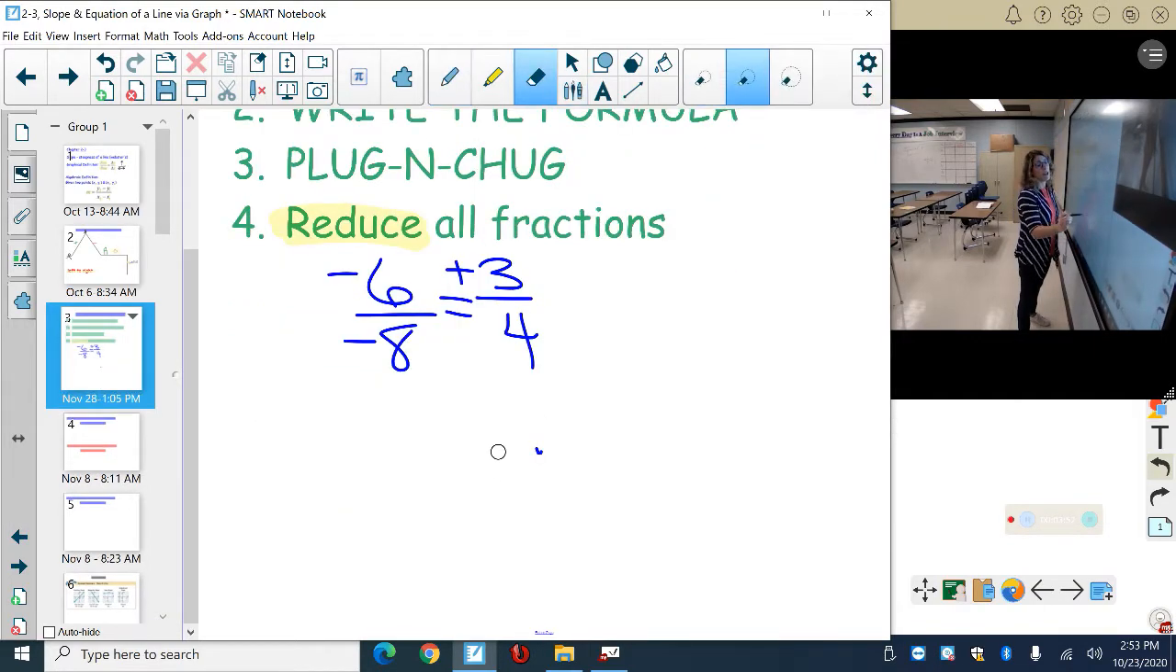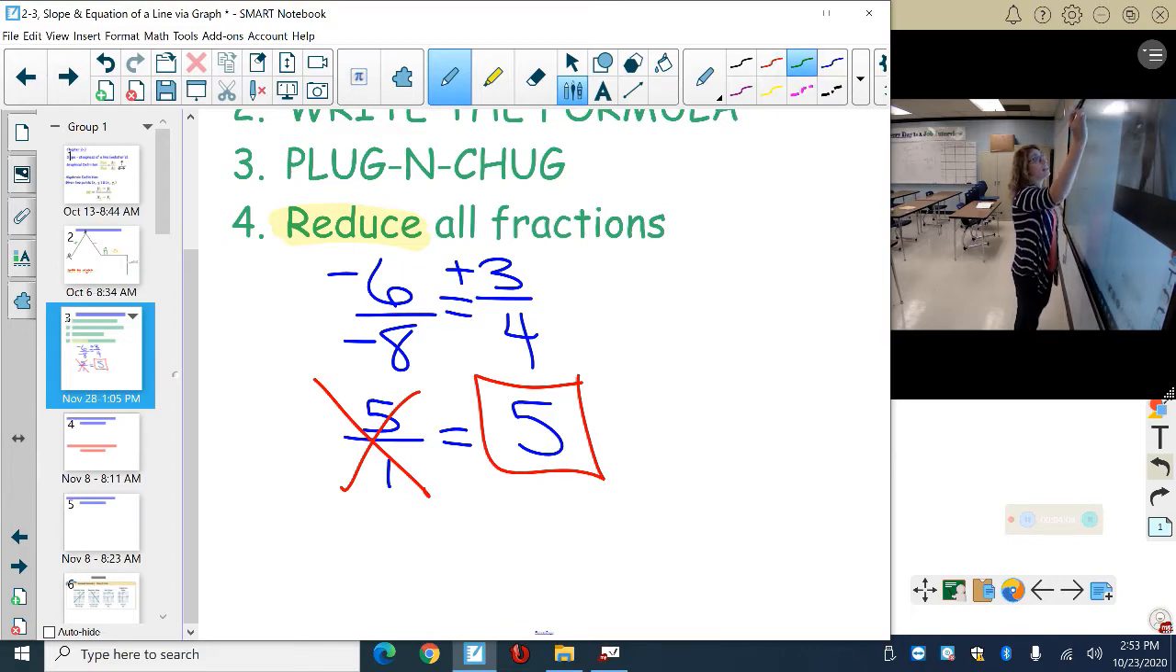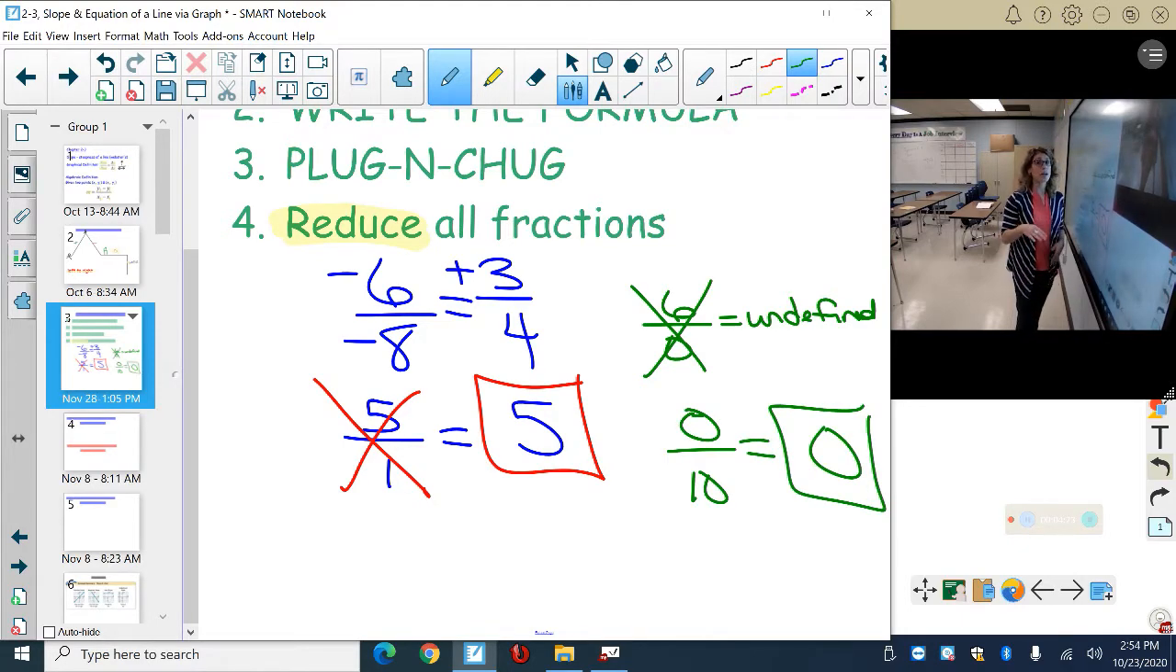Next, that you need to be aware of: do not give me 5 over 1. That's the same thing as 5. This right here is unacceptable. This is correct. In addition to that, do not give me 6 over 0. Nope, I absolutely do not want that. I want the word undefined. Do not give me 0 over 10. Nope, that is 0. Okay? Does everybody understand what I mean whenever I say reduce?